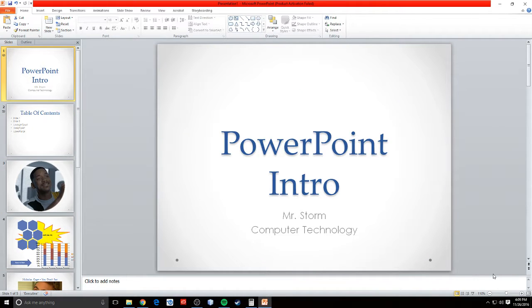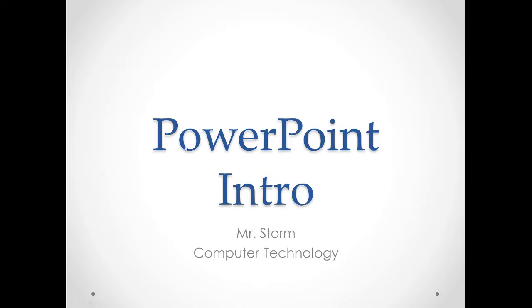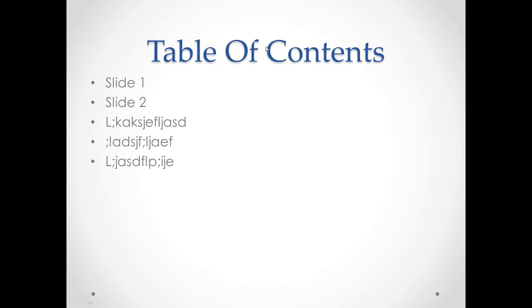So now all I have to do is down here, I have my zoom, I have all kinds of stuff, but there's a little button. And that button is my slideshow button. I can just click on that and it presents my slideshow, right? So PowerPoint intro, Mr. Storm, computer technology. Click, and then I have an animation on this one. So I have to click again for my title slide to appear. That's why I kind of don't use animations or transitions, because it kind of throws off the flow.